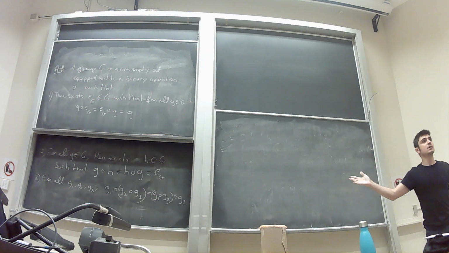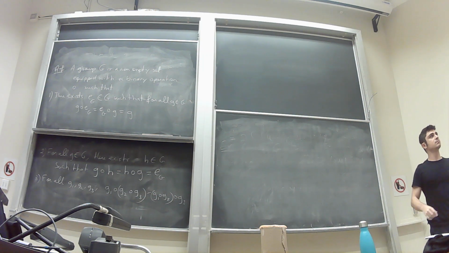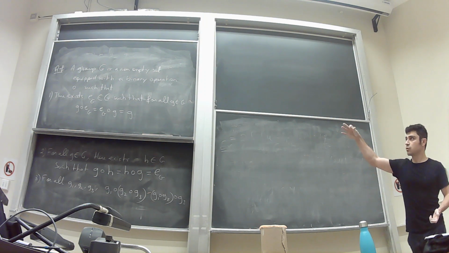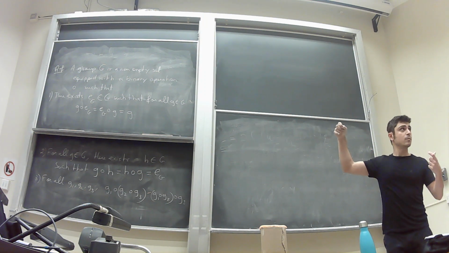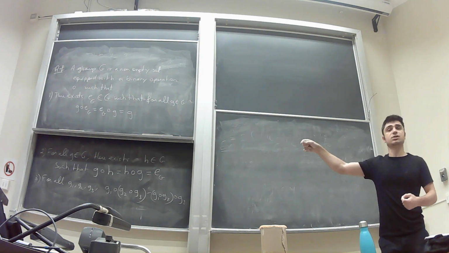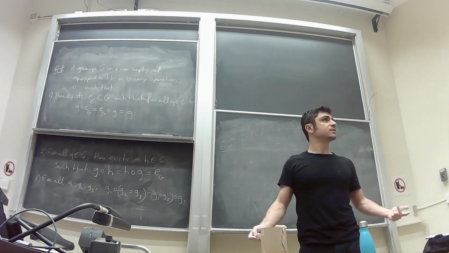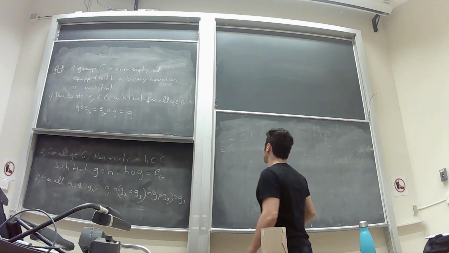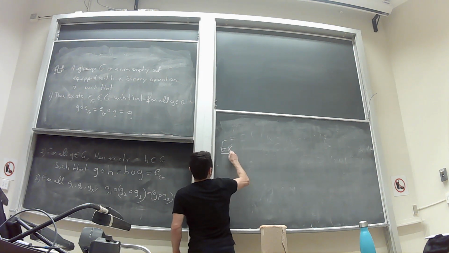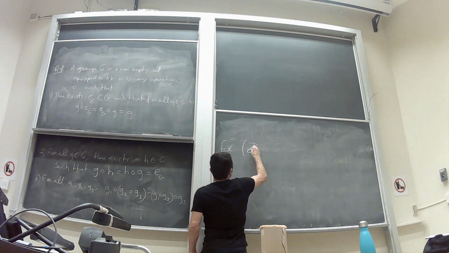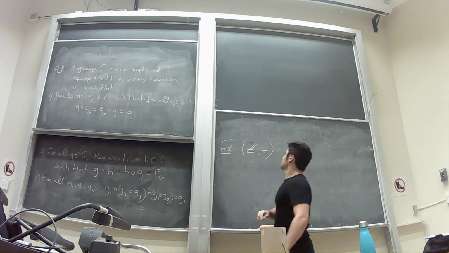Okay? That's a binary operation and a set G. No, a group is with a binary operation. A set with a binary operation is a group if these 3 properties are satisfied. Okay? Example: Z plus is a group.